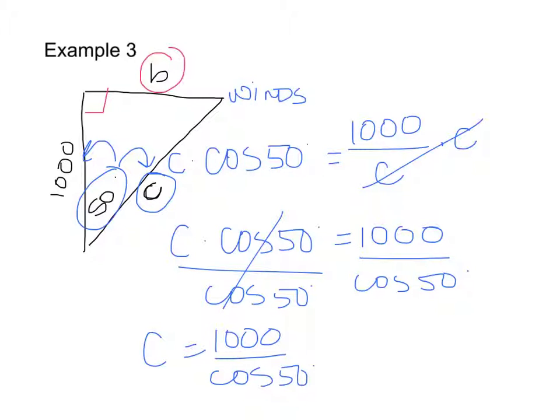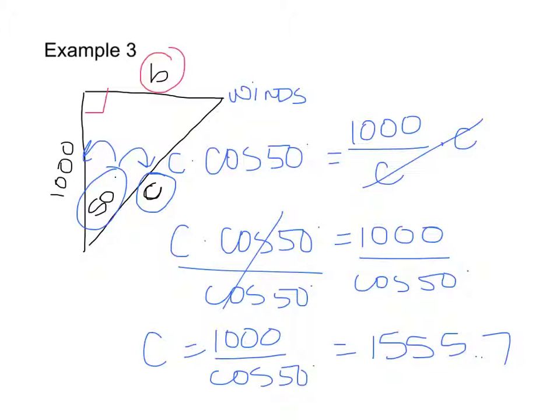And keep your calculator in degree mode. If it's in degree mode, you don't need to change it at all. When we solve for C, we get 1555.7. So it's 1,556 feet. That's how far you are away from the Cave of Winds.